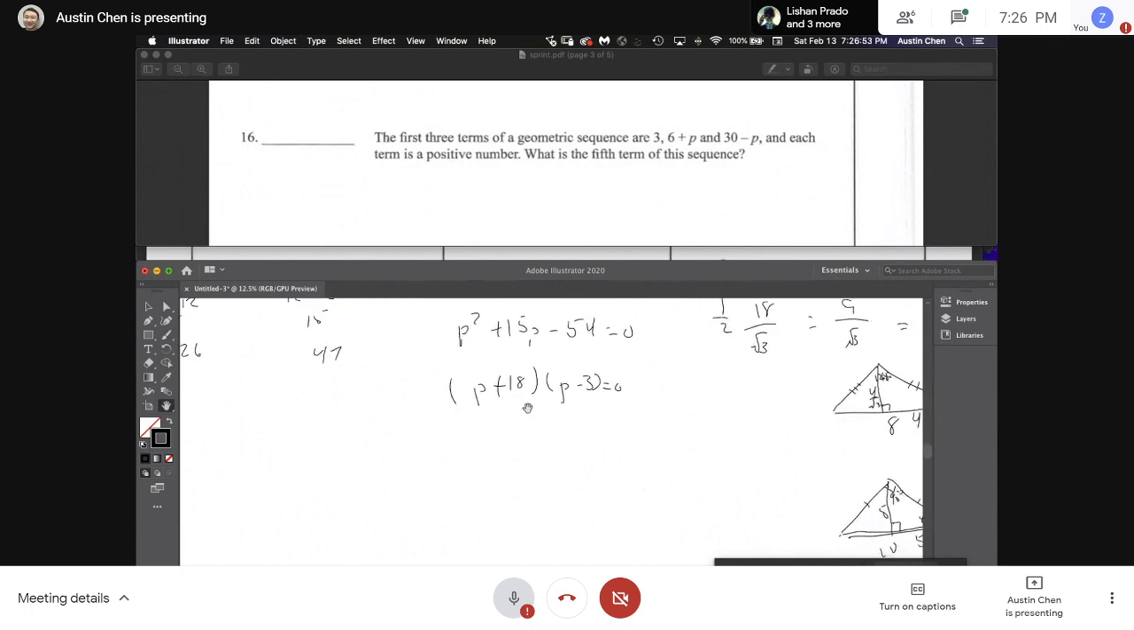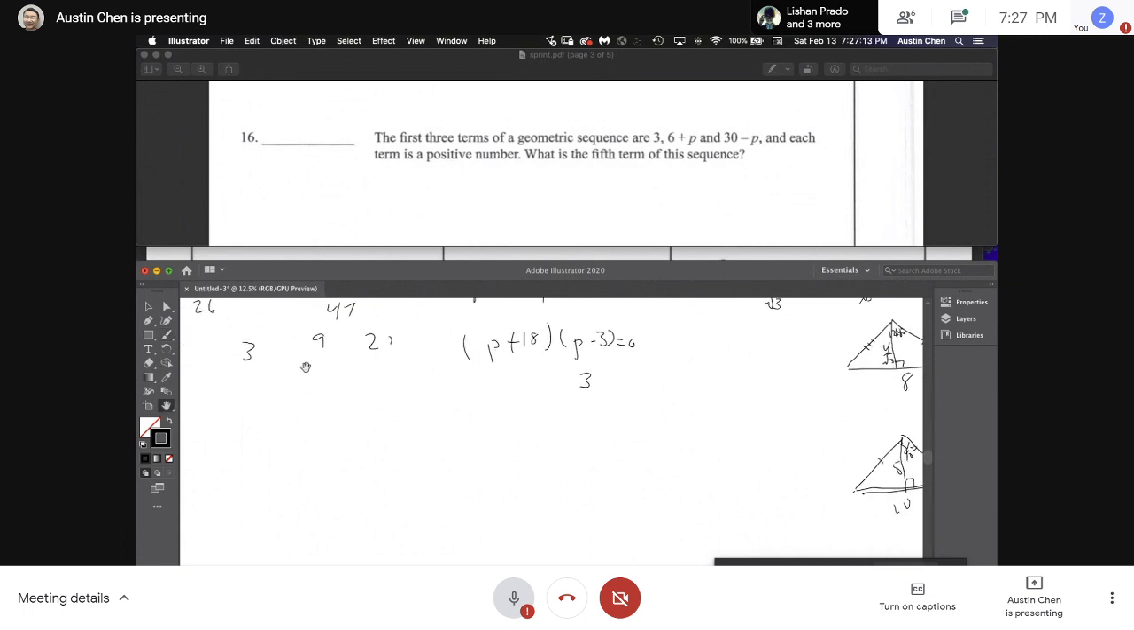And then because the terms have to be positive numbers, p will have to be 3, right? If p was negative 18, then 6 plus p, negative 18, would not be a positive integer, or a positive number, sorry. So then p would have to be 3, and then we can see that our sequence was 3, 9, 27. So then our ratio is 3.